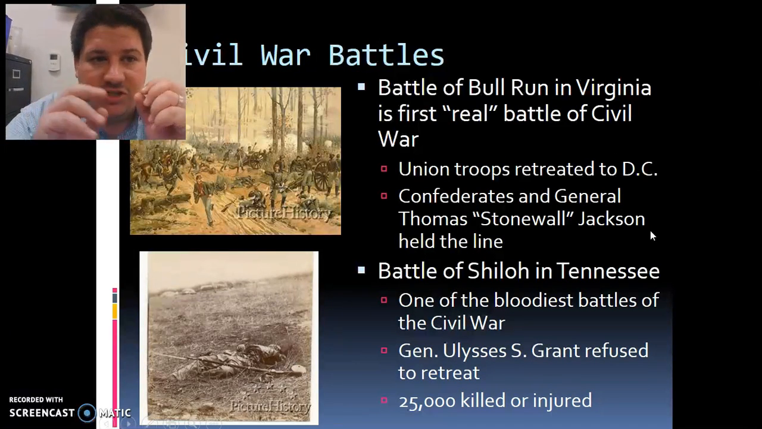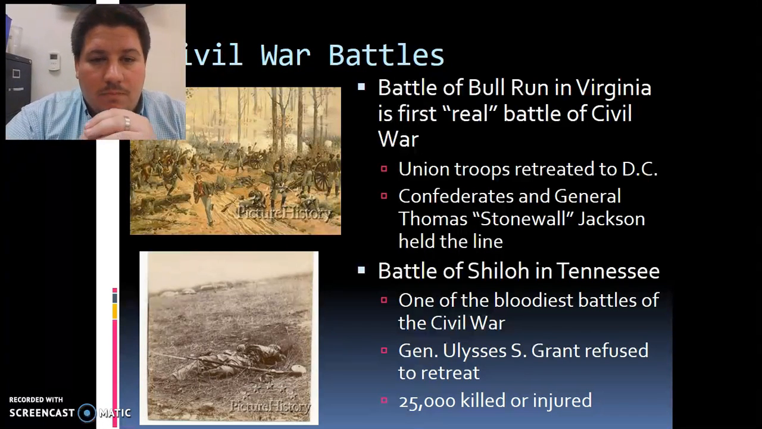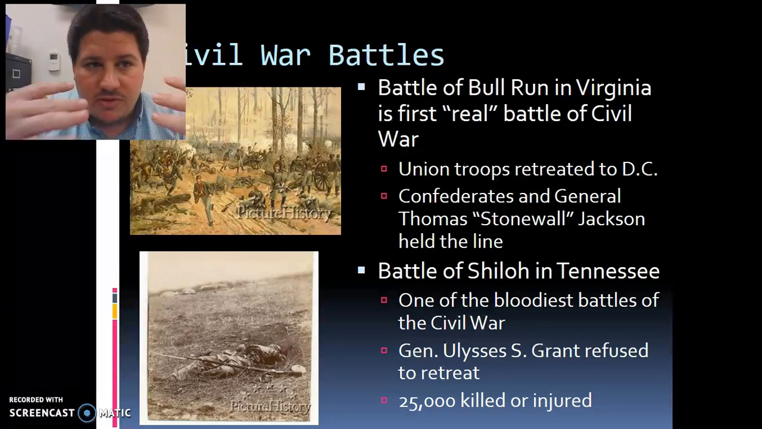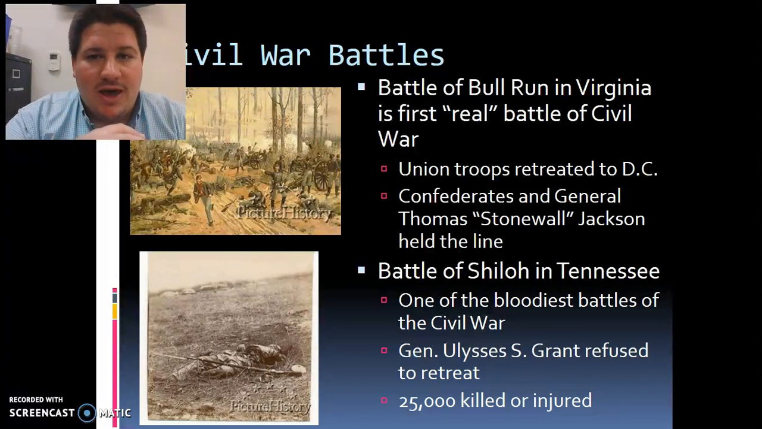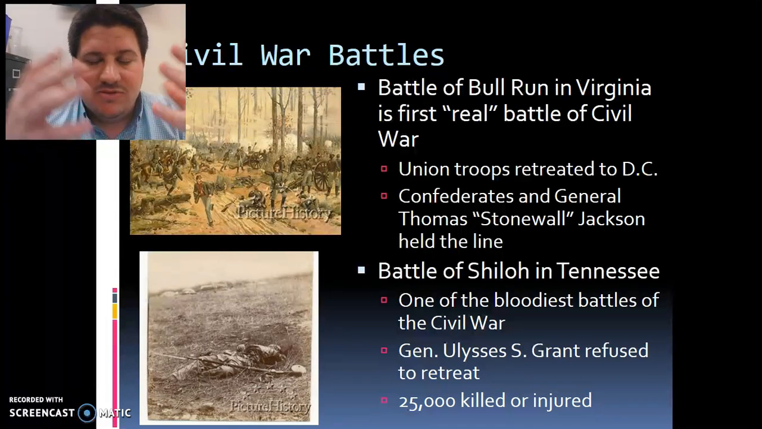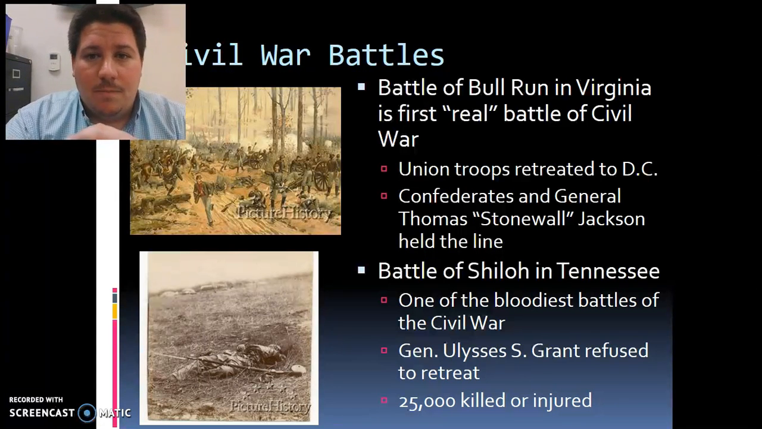The first official battle of the Civil War. So we already talked about the conflict in South Carolina at Fort Sumter that kind of started the Civil War. However, the Battle of Bull Run in Virginia is like the first time troops actually meet up for a battle. So Bull Run in Manassas, Virginia. Today it's a thriving, very expensive suburb of Washington, D.C.